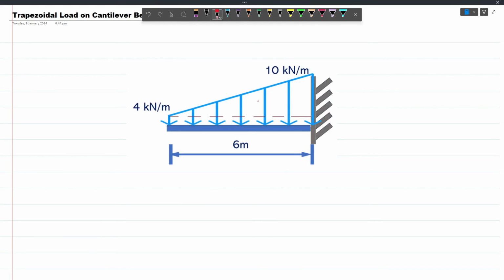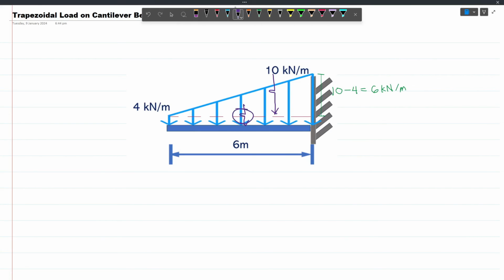And so we have a rectangular distributed load and a triangular distributed load. The height of the triangular load will be from here only up to here, and so that will be 10 minus 4, which gives us 6. This is for the triangular load. Since we are dividing this into two shapes, we have two resultant loads, one for the distributed load and one for the triangular load.